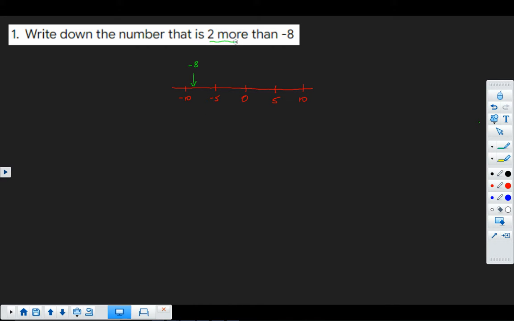We're asked for the number that's 2 more than that. So we're going to be going up our number line 2 places, -8, -7, -6. So -8 plus 2 is -6. To practice that on Century, please go to Nugget 2.05.